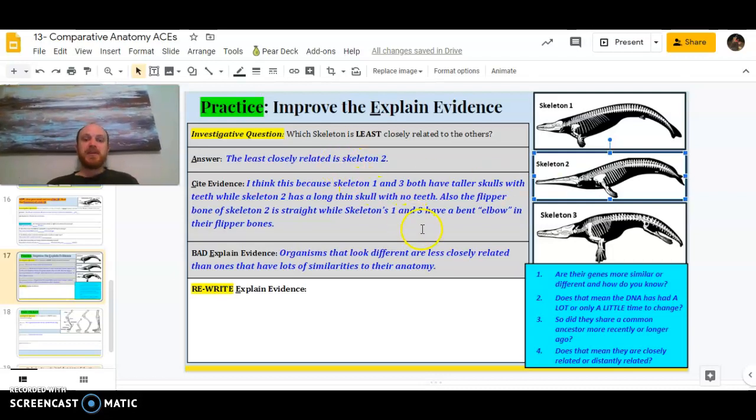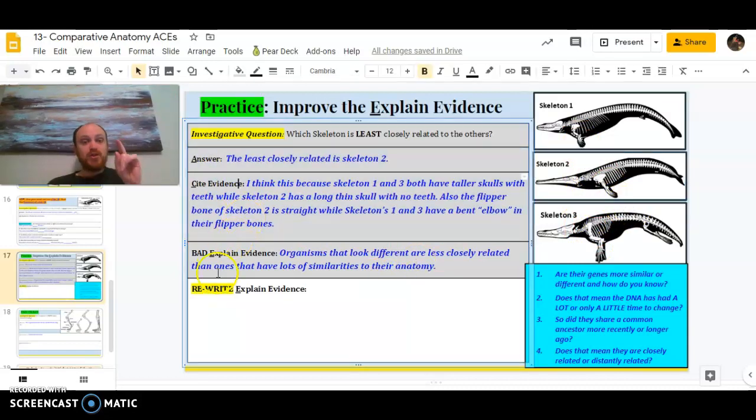I think this because skeleton 1 and 3 both have taller skulls with teeth, while skeleton 2 has a long, thin skull with no teeth. Also, the flipper bones are straight, but 1 and 3 have like an elbow, if you can kind of see that here, like an elbow here. Well, this one's kind of straight down. So that's evidence and answer.